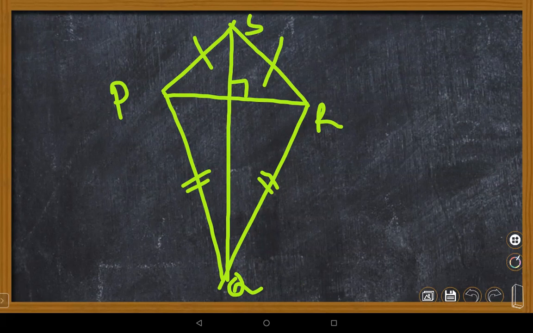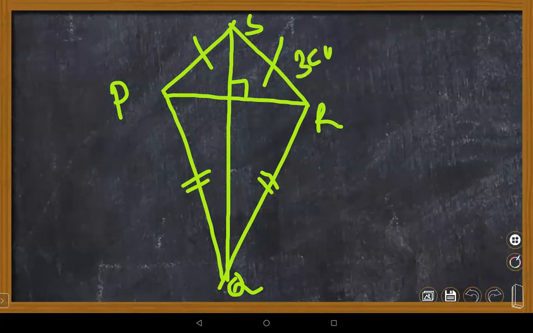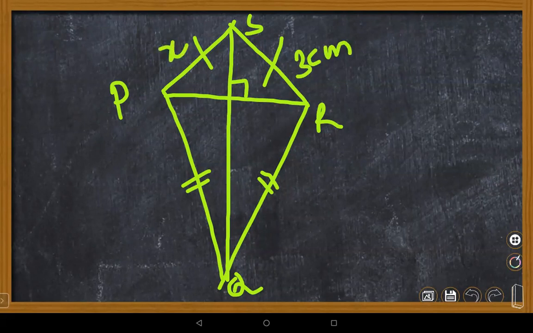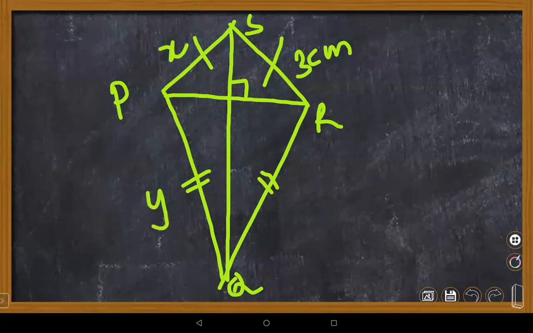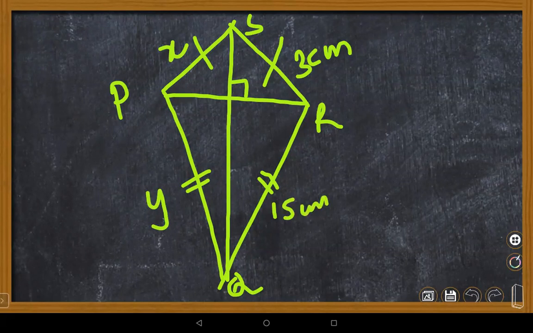Suppose this side is given as 3 centimeters. This side they didn't give. This is given as x, and this is given as y. This is given as 15 centimeters. You need to find the values of x and y. Ma'am, x is 3, y is 15. Yes, ma'am, very easy.